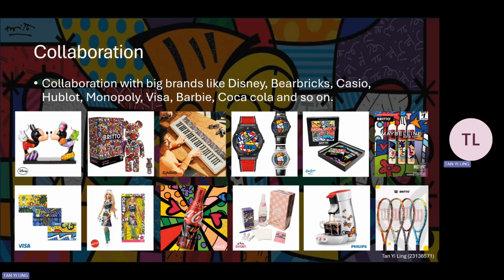His art also collaborated with big brands like Disney, Fabergé, Cashier, Hublot, Monopoly, Pizza, Barbie, Coca-Cola, and so on.